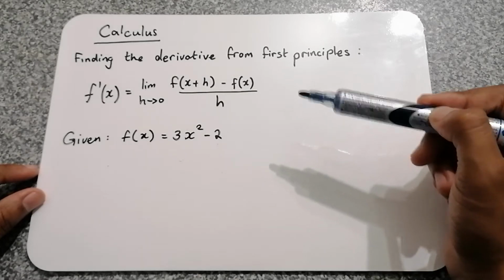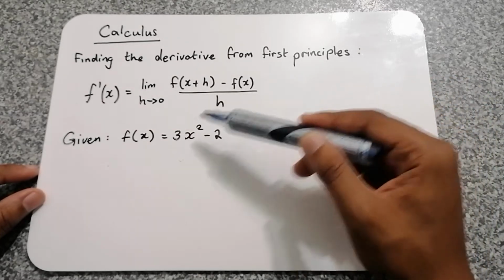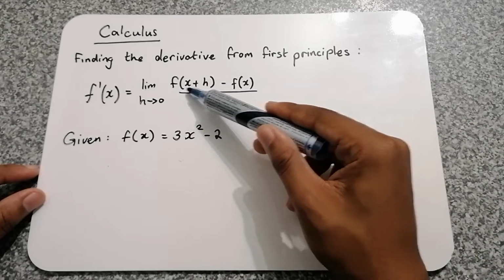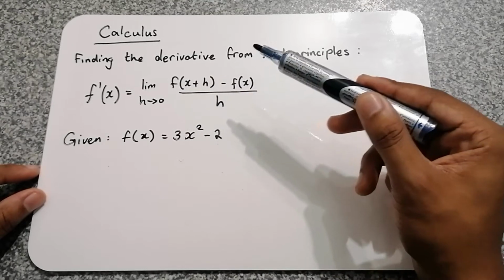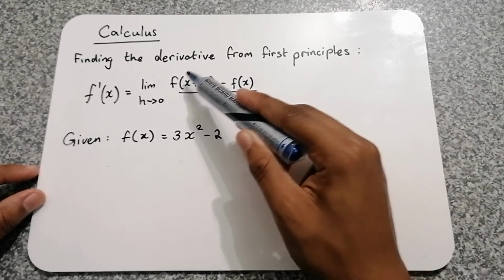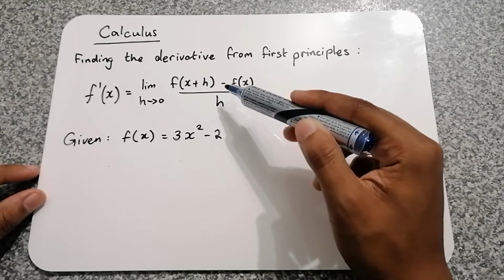So we already know what f(x) is. That is this part that's given to us. But we don't know what the f(x + h) is. So I always advise my students to first work out this part that you don't yet know.